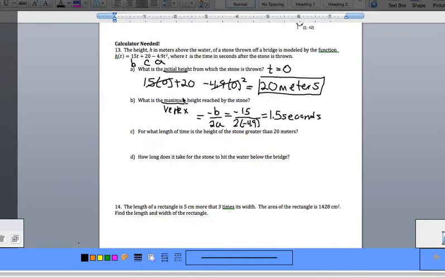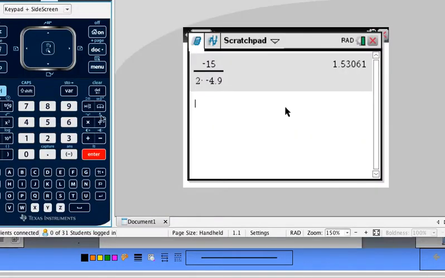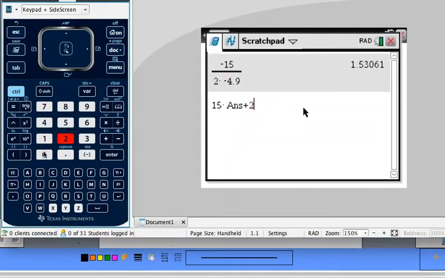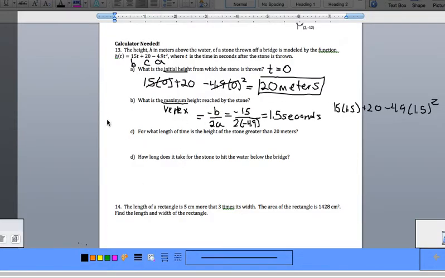And we have to find the height, so we have to plug it in to our equation. So 15 times 1.5 plus 20 minus 4.9 times 1.5 squared. So we have 15 times, I'll just use that answer, plus 20 minus 4.9 times our answer squared. So we have 31.5. So this would be 31.5 meters.